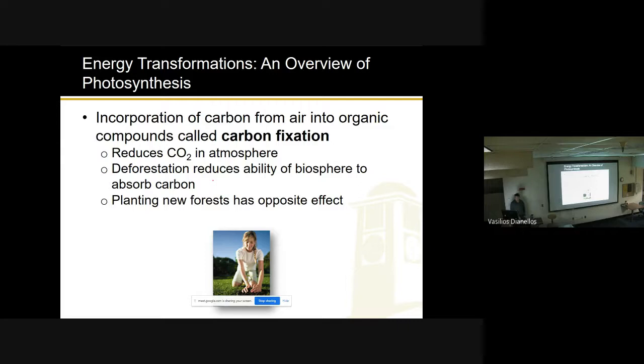Anyway, the incorporation of carbon from the air into organic compounds, that's called carbon fixation. And that's what takes carbon dioxide out of the atmosphere. So that's a good thing because too much carbon dioxide makes things hot. In a way, it's almost good, though. Without any carbon dioxide in the atmosphere, it would just be too cold on Earth. Life as we know it wouldn't be here. I mean, there'd be some life forms, but it wouldn't be like we know it.